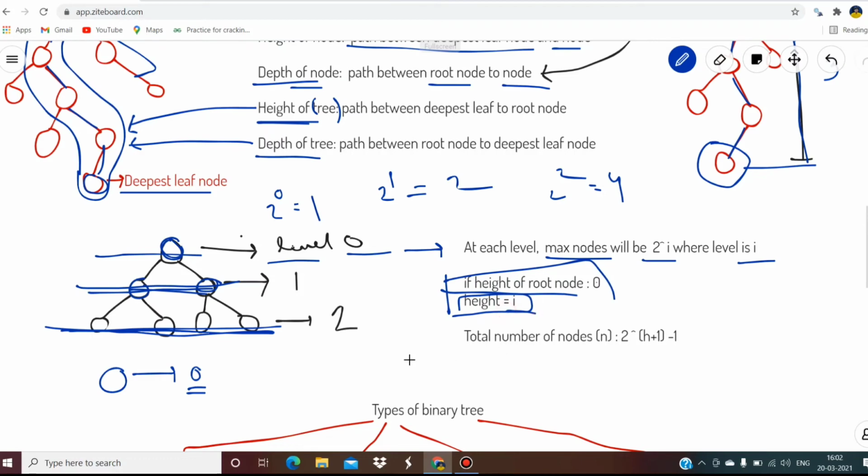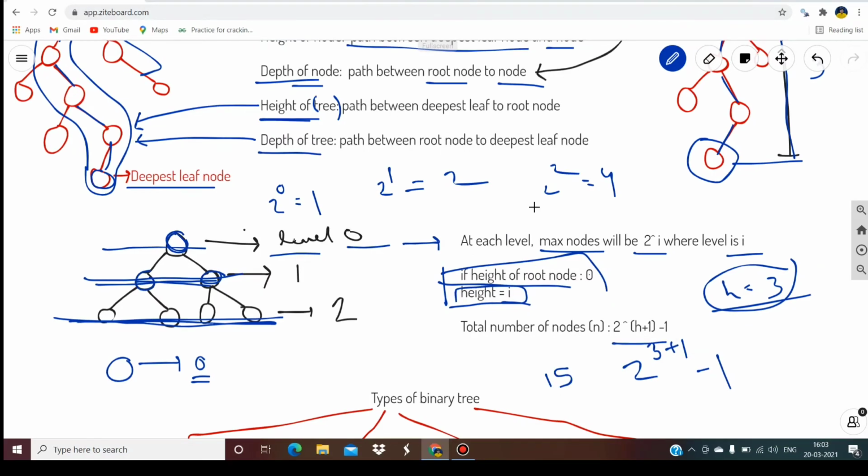Now suppose you are given a binary tree of height, say 5 or say 3, and you need to find how many nodes this tree can accommodate. If your height value is 3, the formula will be 2 to the power h plus 1, minus 1, which is 15. So for finding the maximum nodes at each level the formula is 2 to the power i, and for finding the total number of nodes the formula is 2 to the power h plus 1, minus 1.